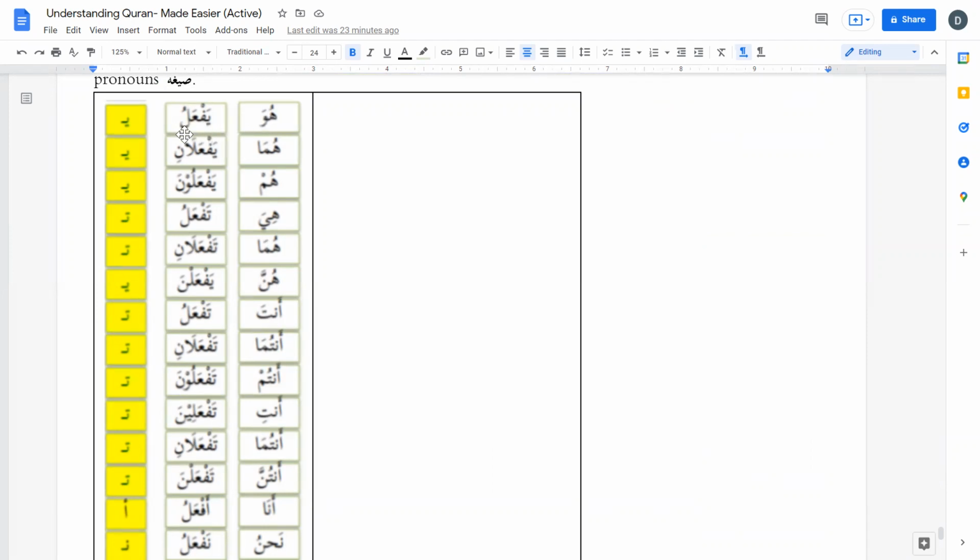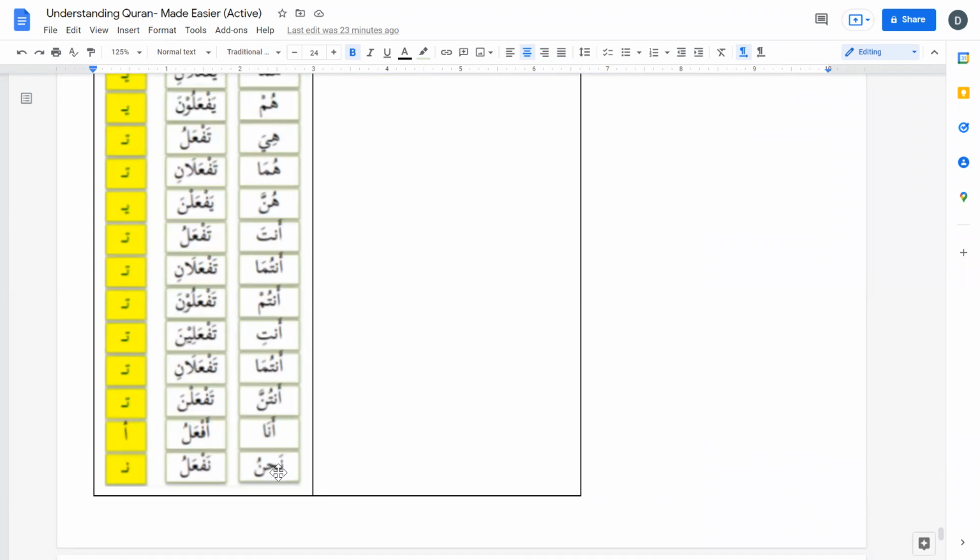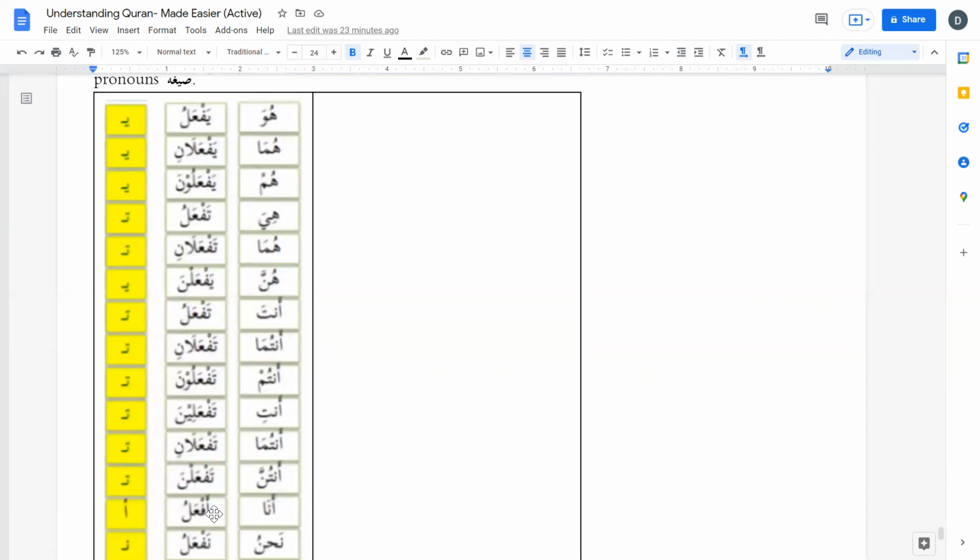huwa yakhruju, huma yakhrujani, hum yakhrujuna, hiya takhruju, huma takhrujani, hunna yakhrujna, anta takhruju, antuma takhrujani, antum takhrujuna, anti takhrujina, antuma takhrujani, antunna takhrujna, ana akhruju, nahnu nakhruju.